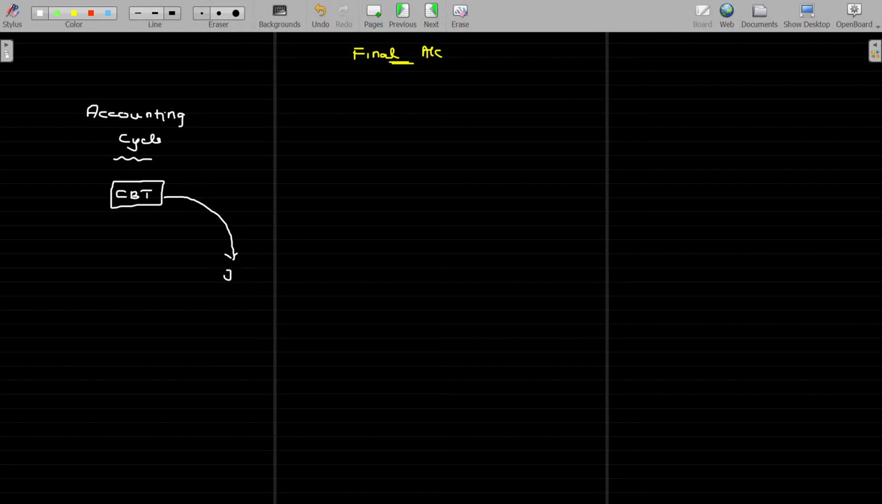We'll deal with final accounts in this session. Final accounts. Cash business transaction. அதிலிருந்து நம்ம என்ன பண்ணுவோம்? We prepare the in accounting cycle.